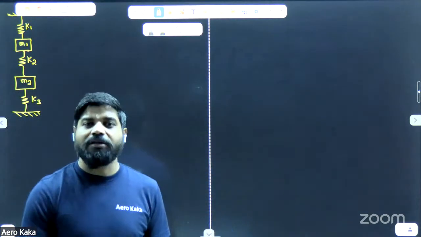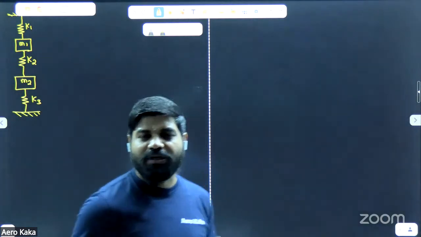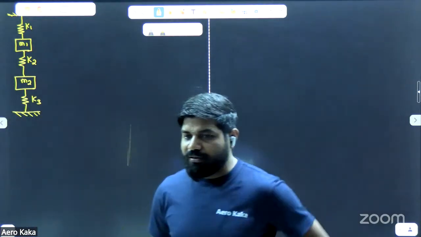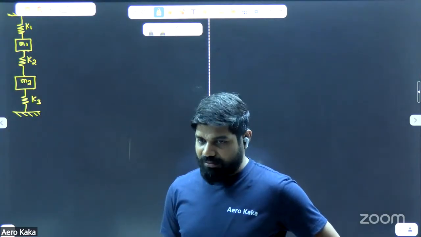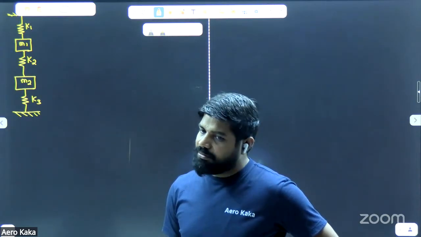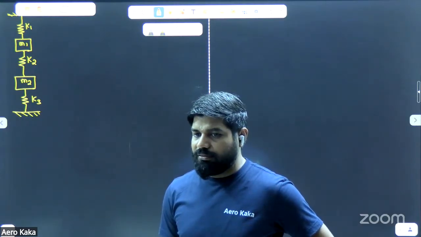The frequency equation is required. So could you tell me what the frequency equation of this kind of motion is going to be? Minus (K1 plus K2) multiplied by M2 plus (K2 plus K3) into M1, whole omega square, plus K1 K2 plus K2 K3 plus K3 K1.